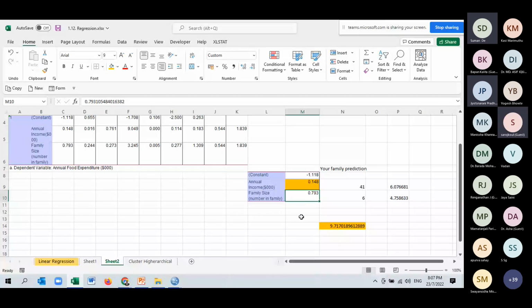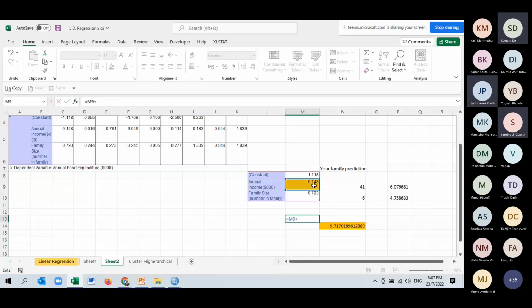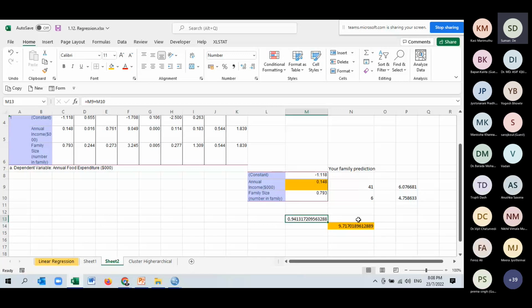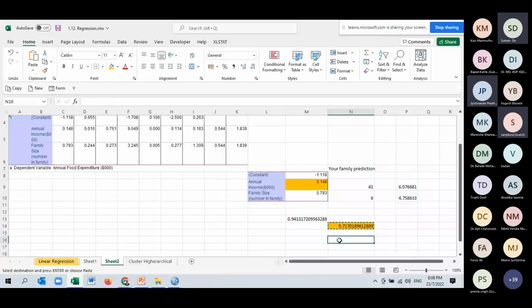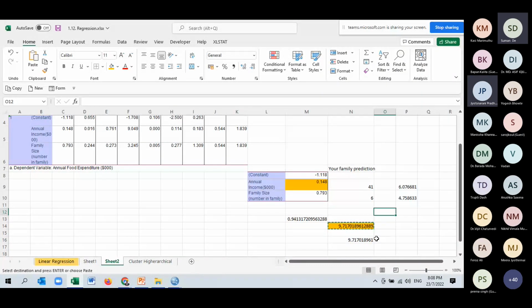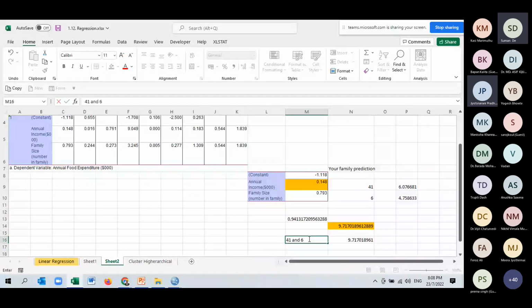Please tell me, what is the total of these two? Equal to this and this. So 0.94, so 41.6, this much expenditure. Maybe I'll copy this and paste it here. So another one, this is 41 and 6, family size.